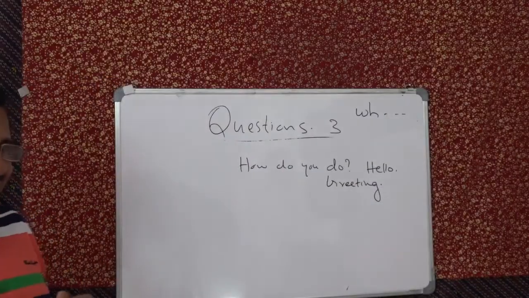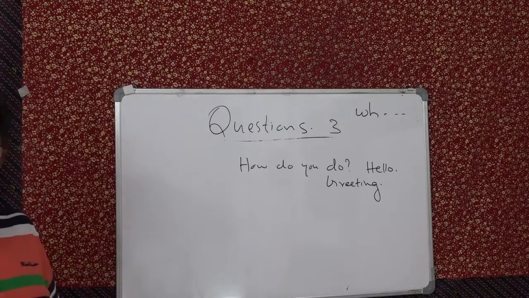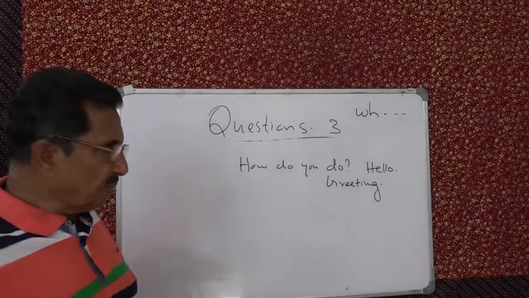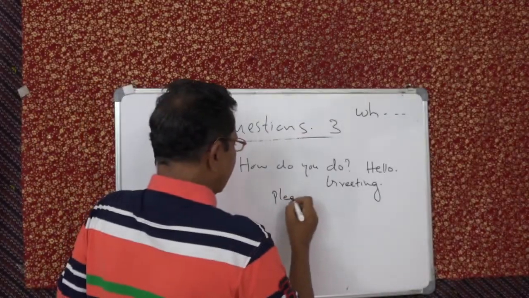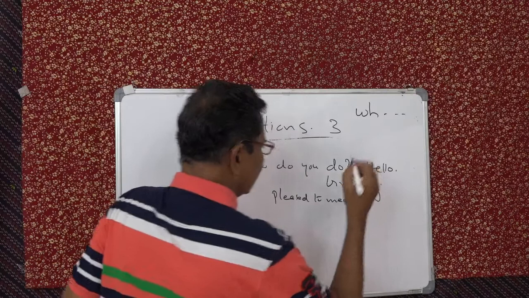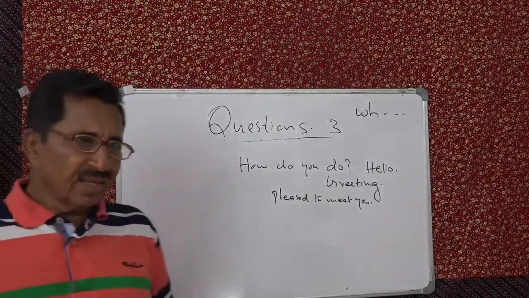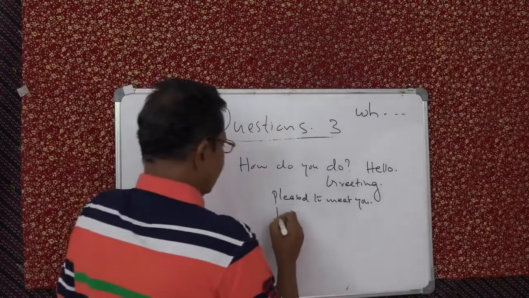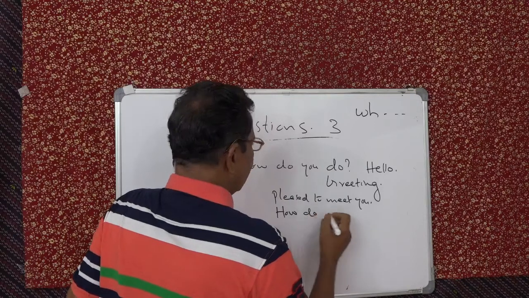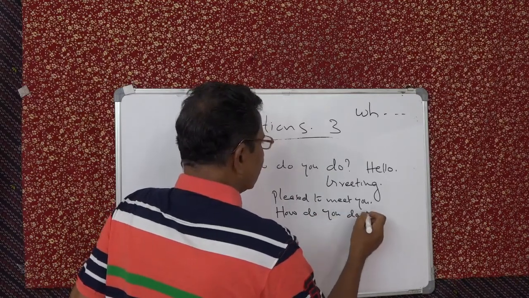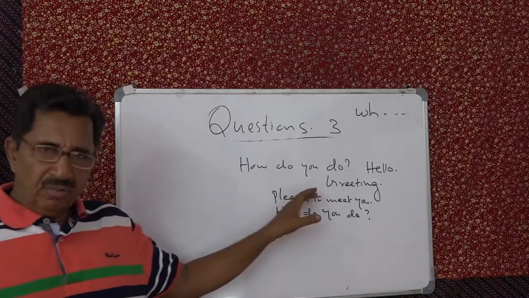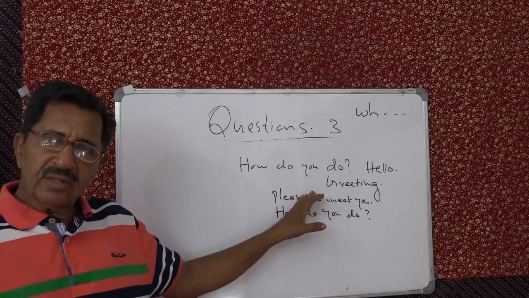Listen. Then what will you say? You can say hello, or you can say, pleased to meet you. Pleased to meet you. And say, how do you do? To repeat the same question. So not a question, greeting. How do you do means hello. You can just say hello, or you can say how do you do.